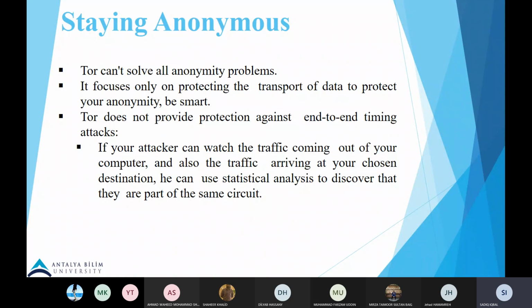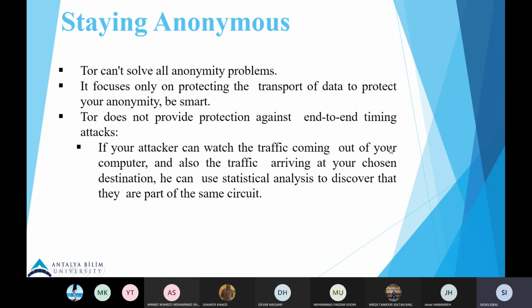So TOR does not provide protection against end-to-end timing attacks. End-to-end timing attack, that means when the data is received at a destination, there has to be some timing between the sender and the receiver. So at that point, if a person or an organization has the knowledge, they can attack very timingly and very precisely.